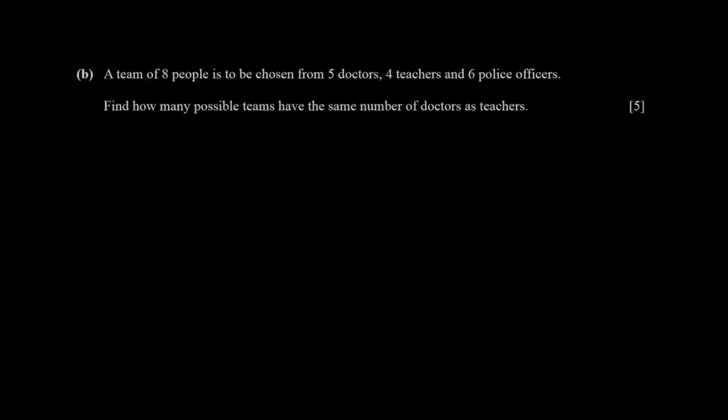Okay, so this is part B. A team of 8 people is to be chosen from 5 doctors, 4 teachers, and 6 police officers. Find how many possible teams have the same number of doctors as teachers.